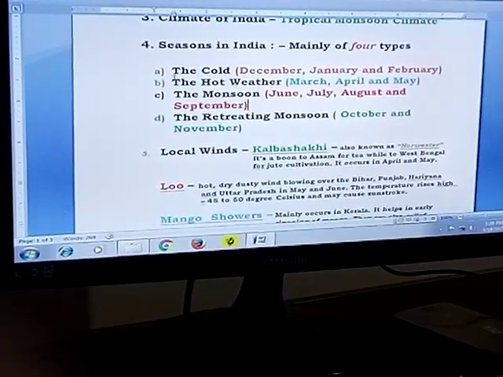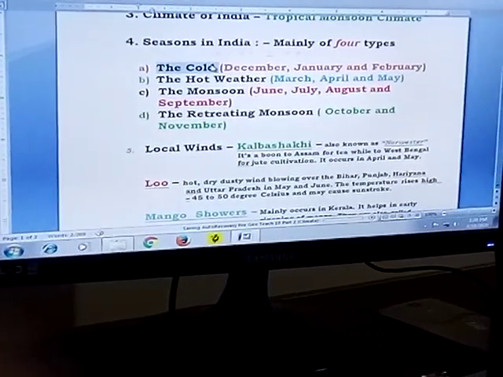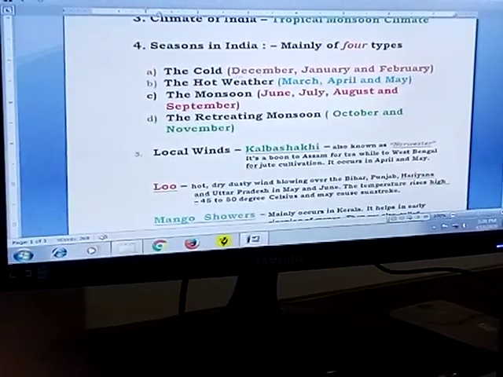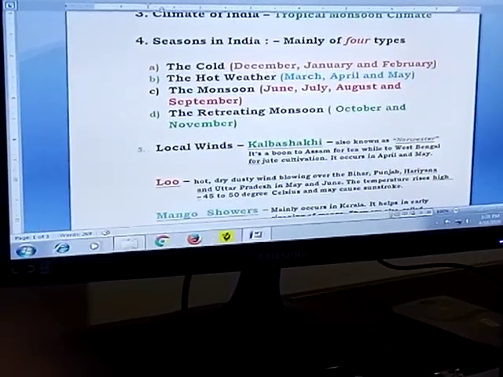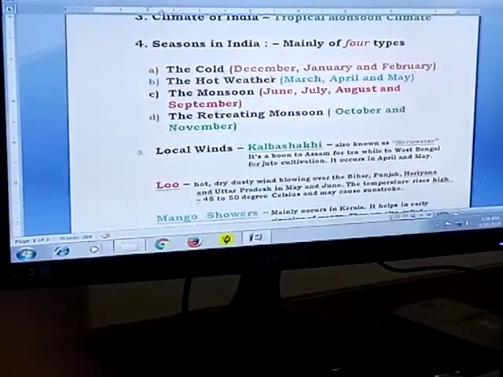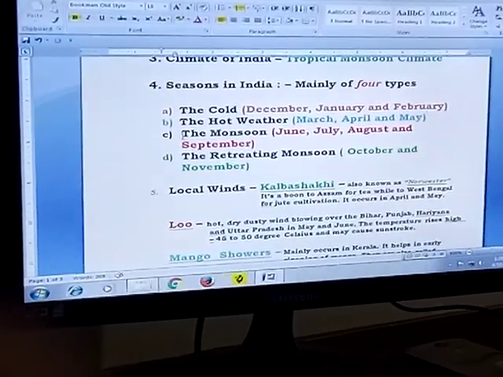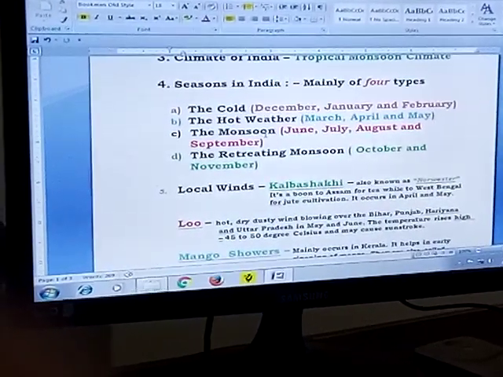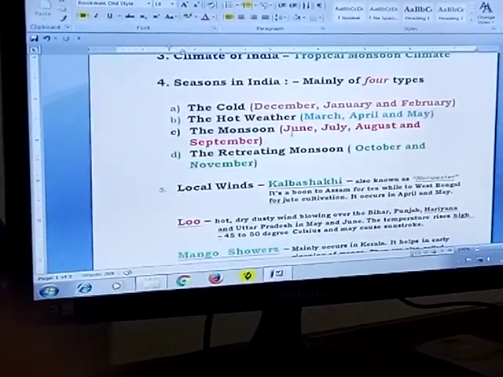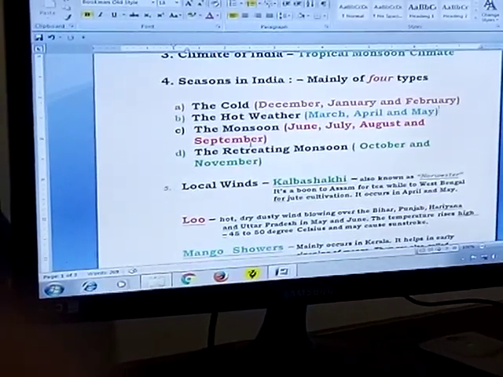First of all, there is the cold climate, the winter we call it, and the months are December, January and February. Then you have the hot weather called the summer, March, April and May. Then there is the monsoon. The monsoon here is given almost 4 months: June, July, August, September.